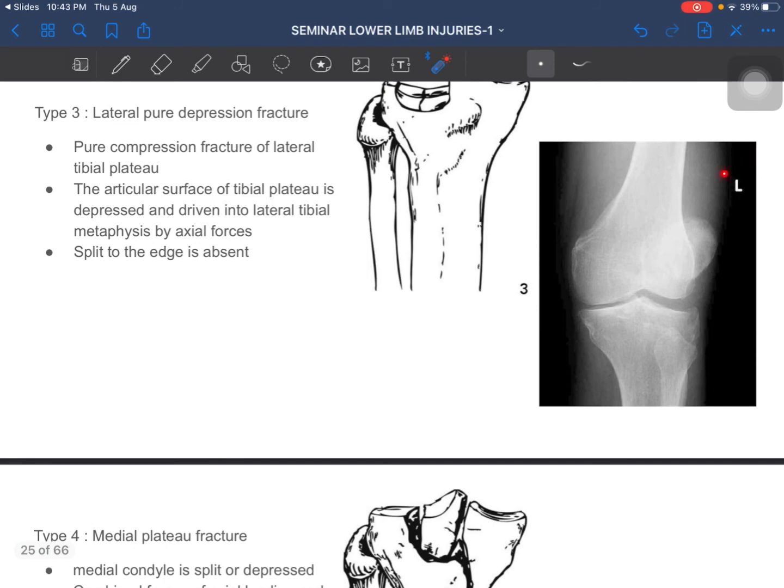So this is the left side, which means this is the lateral part. As you can see, there is no split of the lateral condyle. However, we can appreciate that there is a depression of the lateral tibial plateau.